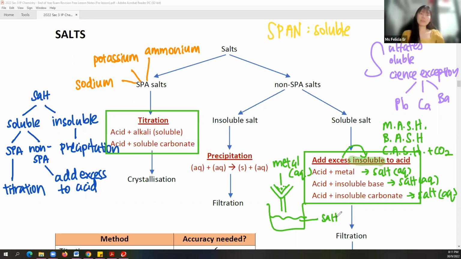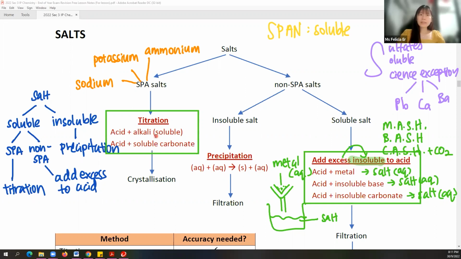I don't have impurities. So that's why take note, okay, it's excess insoluble because it will be easier for you to remove the solid, as compared to two liquids, which is very hard to remove. That's why don't use excess of the acid, which is aqueous. Clear? Okay, so this is how you identify which method to choose.